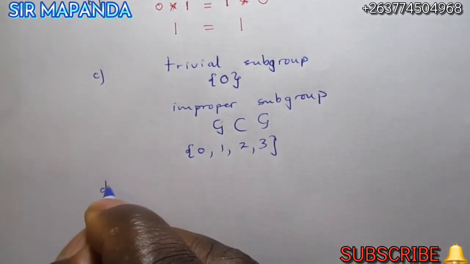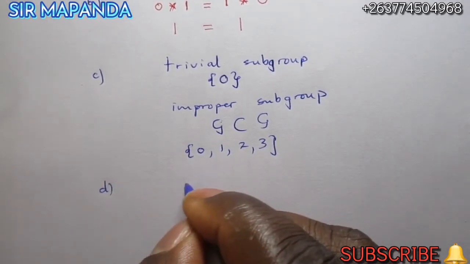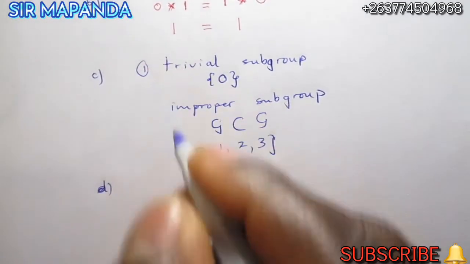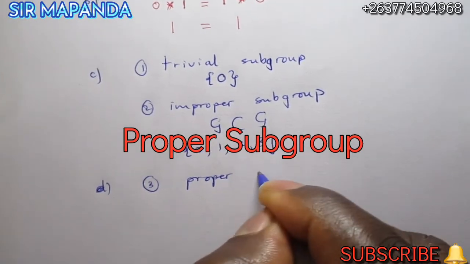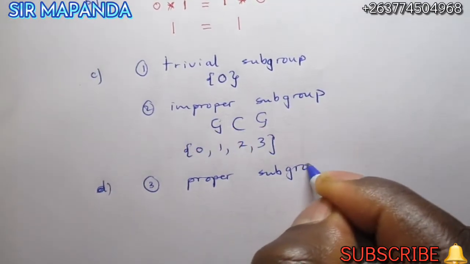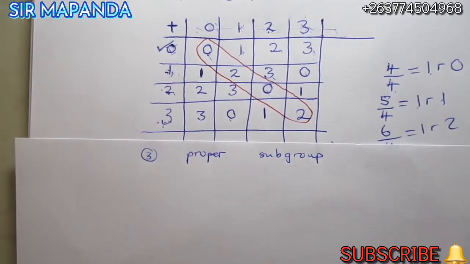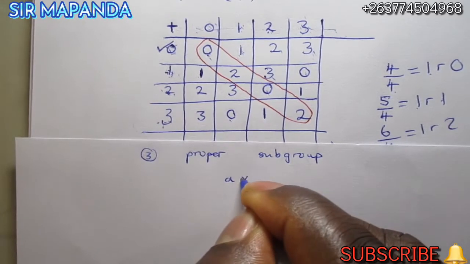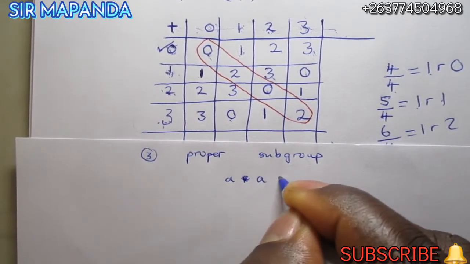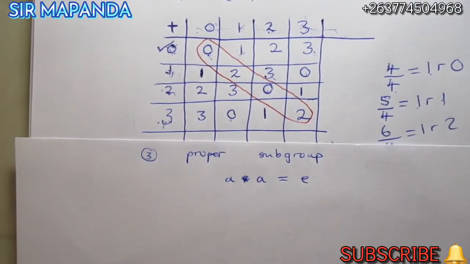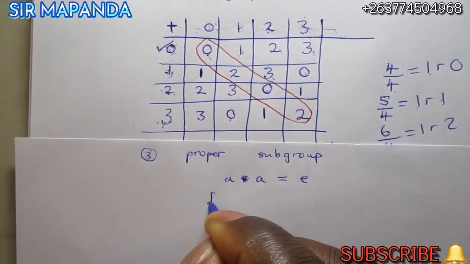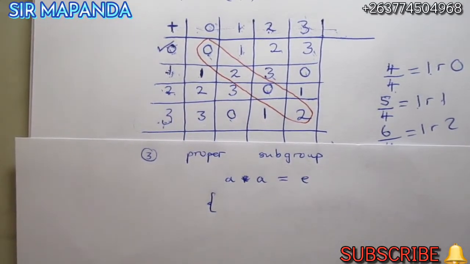Then, lastly, the third, we have what we call the proper subgroup. This is number 1, trivial. Number 2, improper. Then number 3, we have the proper subgroup. So what is a proper subgroup? A proper subgroup is whereby a number combines with itself to produce an identity element. Those numbers become part of the proper subgroup.